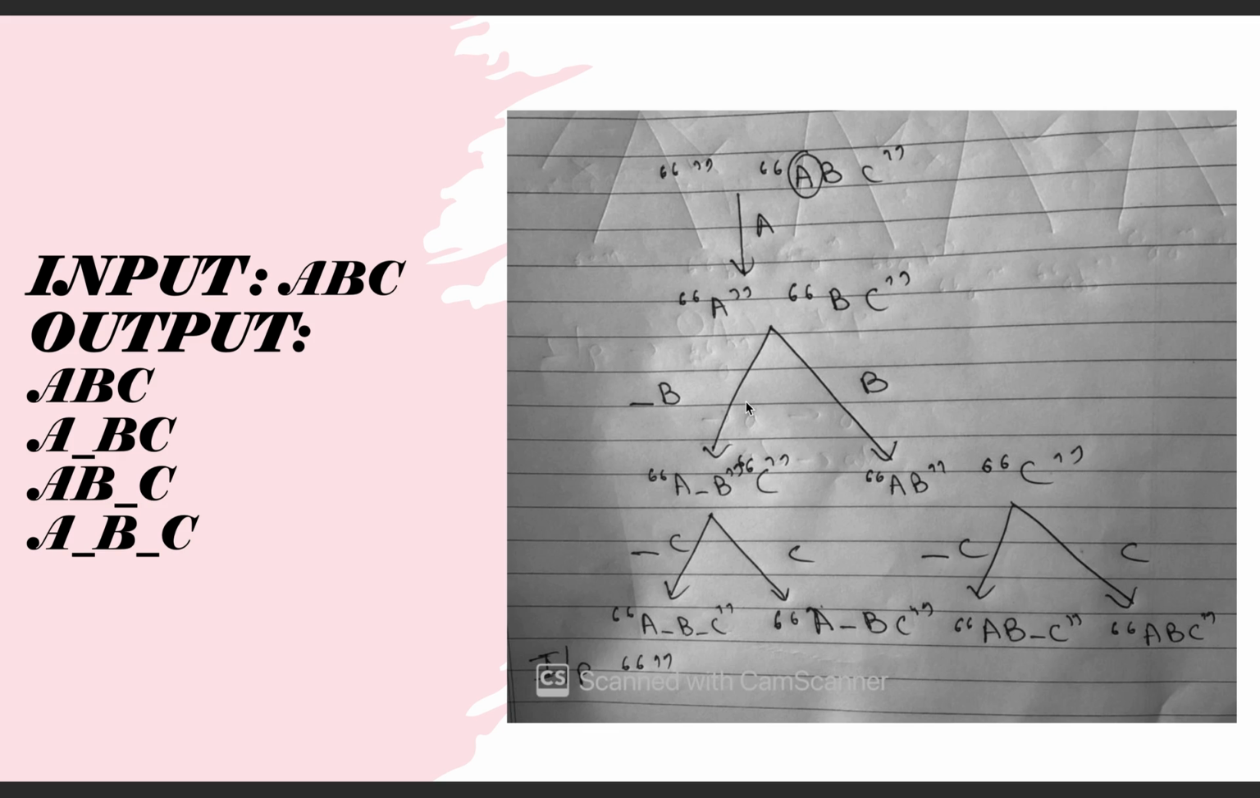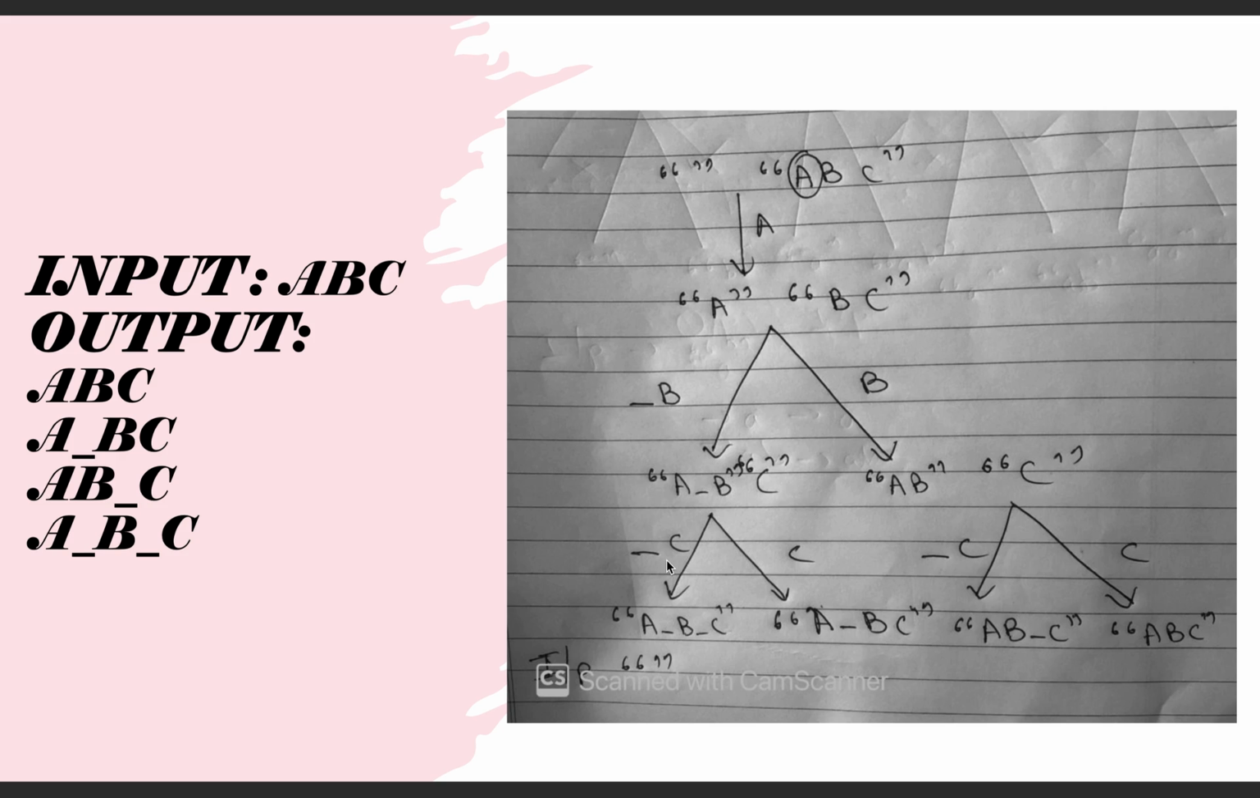Here you can choose, either you can take a space and B, or you can take a B without the space. So you get an A space B if you choose to put the space, and your input letter becomes C. Or you can put it without the space, in which case your input letter becomes C again, but you get an AB instead of an A space B.